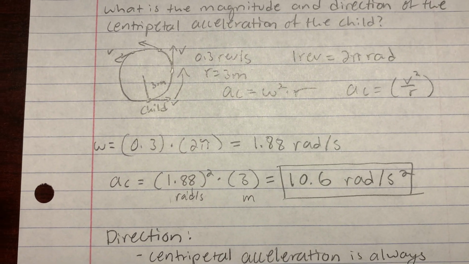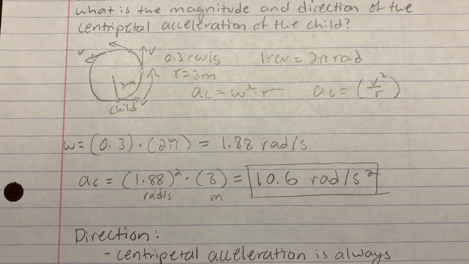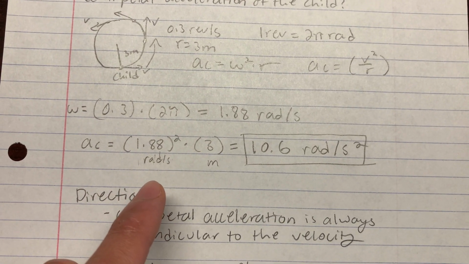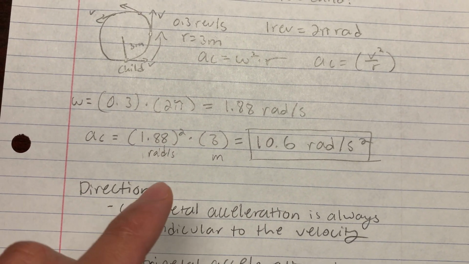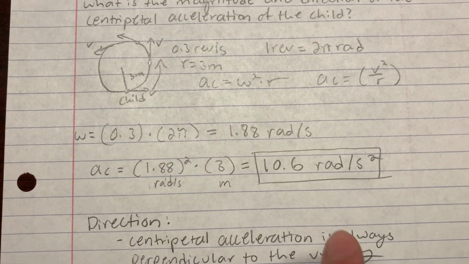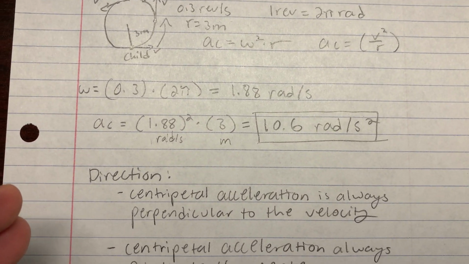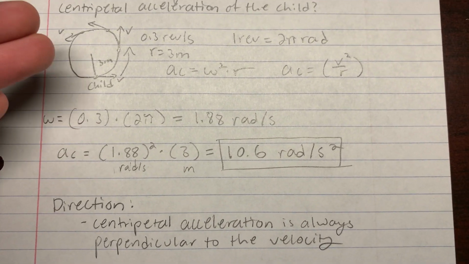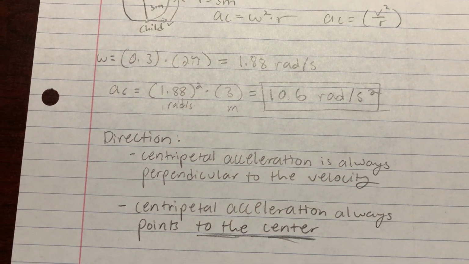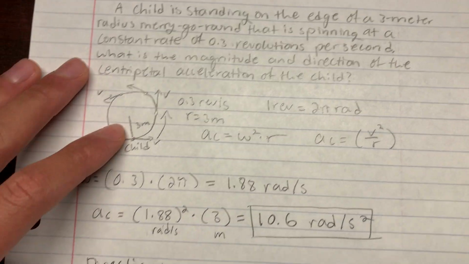Now we know our angular velocity, and radius is already given to us, which is 3 meters, and we can just use this formula. We plug in the values. Angular velocity is 1.88 radians per second. We square that, and we times that by 3 meters, which is the formula, to get 10.6 radians per second squared. And that is the magnitude of the centripetal acceleration of the child spinning in the merry-go-round, 10.6 radians per second squared. The question also asks for the direction.